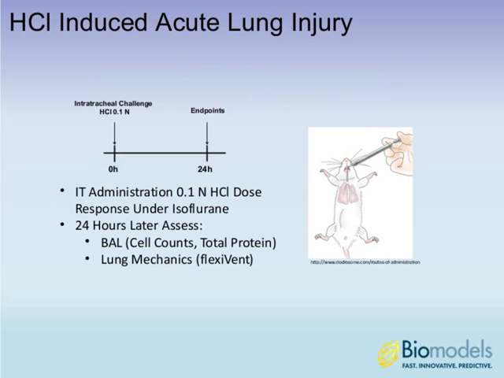So first, I'll present some data on our hydrochloric acid-induced acute lung injury model. This was a very basic setup. We challenged the mice at 0 hours and looked at endpoints 24 hours later. That was just an IT administration of a dose response of hydrochloric acid. And 24 hours later, we looked at cell counts, total protein, as well as lung mechanics.